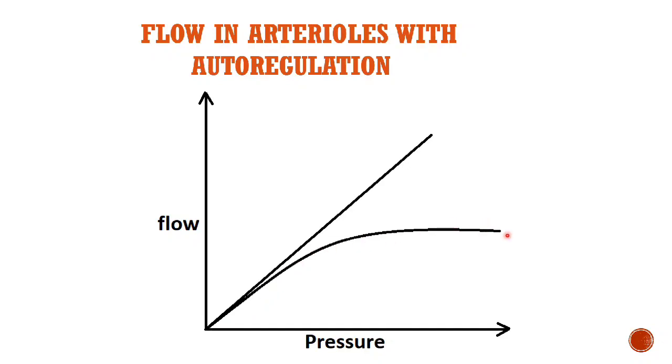So what is autoregulation? The arterioles have smooth muscle which has the inherent ability to respond to stretch, that is the myogenic property of the vascular smooth muscle, which helps in the autoregulation of pressure changes in the arterioles. So it can maintain the flow over a wide range of pressure changes, that is 80 to 200 mmHg.